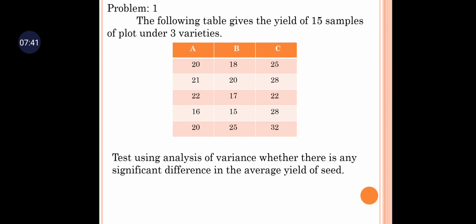Test using analysis of variance whether there is any significant difference in the average yield of the seed. This is for the problems in one-way classification.